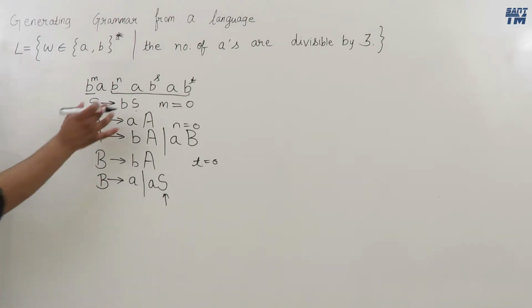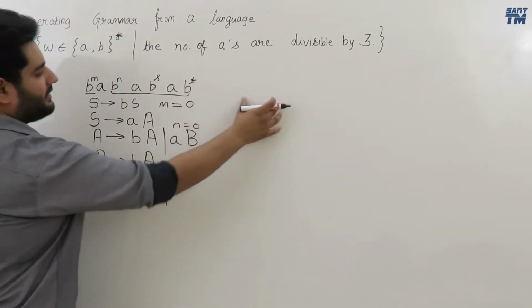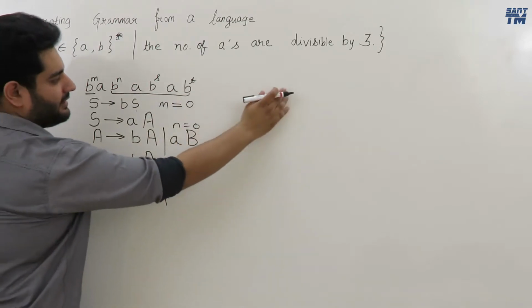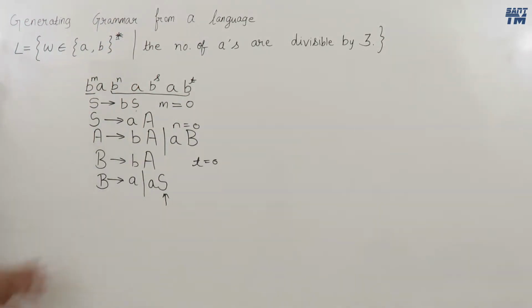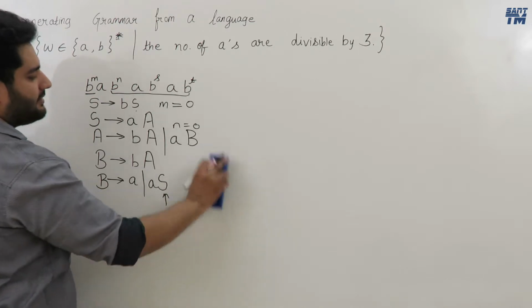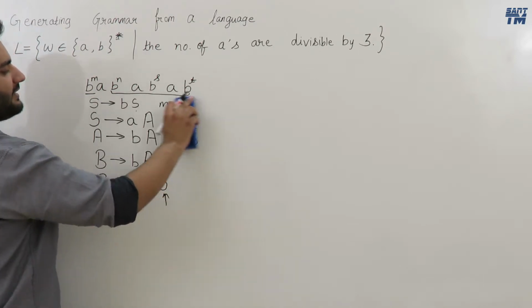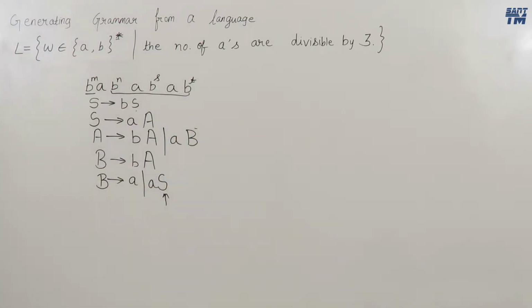So when we get repetitions of this string one after another, these are 3 A's, then we get 6 A's, 9 A's, 12 A's and so on. So by hit and trial method we have found these production rules. Now let's test what kind of strings these production rules generate.